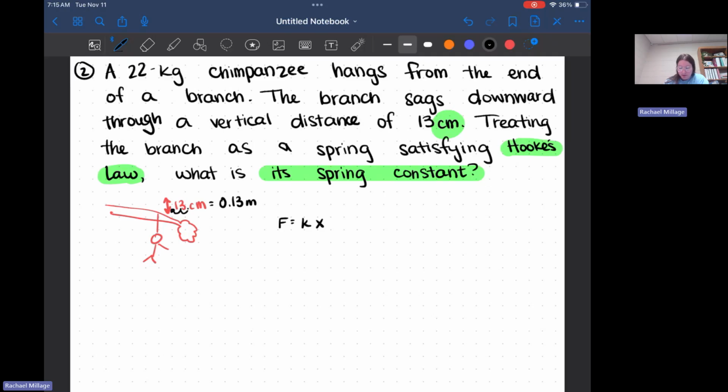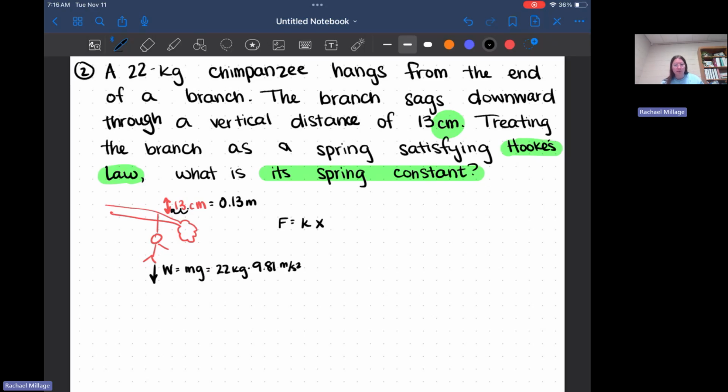Well, now we have to think, okay, well, what are the forces acting on this branch? I have a weight pulling on this branch, right? This branch isn't going to have a normal force, right? The branch doesn't have anything that's pushing it up. It just has a weight that's pulling it down. And we know that weight is equal to mass times gravity. And we know that the mass is 22 kilograms. And we know that gravity is 9.81 meters per second squared.